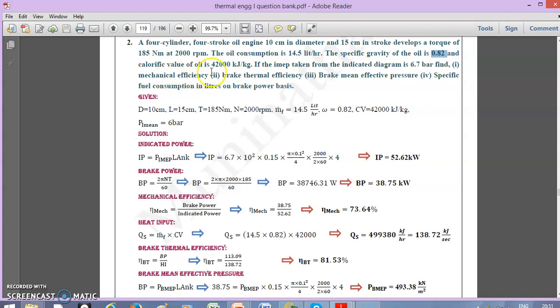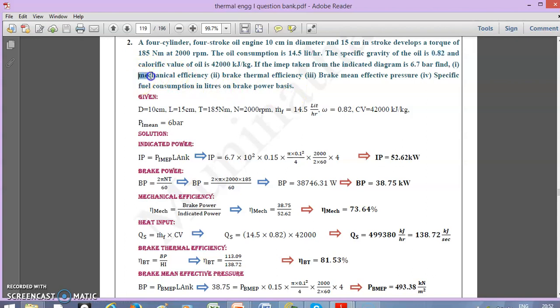The calorific value of the oil is 42,000 kilojoule per kg. So the CV value is given. Next, the IMEP, the indicated mean effective pressure taken from the indicator diagram, is 6.7 bar. Find the mechanical efficiency, brake thermal efficiency, brake mean effective pressure, and specific fuel consumption in liters on brake power basis. These are the things which you have to calculate. So we'll go for the solution.